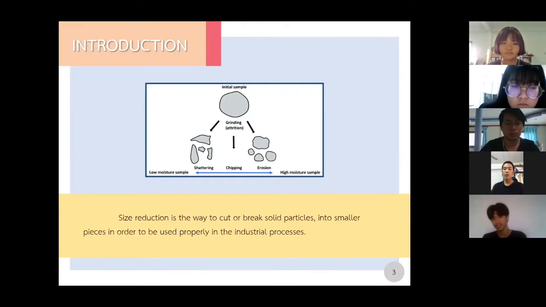Impact provides a widening of particle size. Attrition gives very fine particles from non-abrasive materials, while cutting gives a definite particle size. The reason for using size reduction is that it is very important in industry and in everyday life, which is interesting and important for engineers.